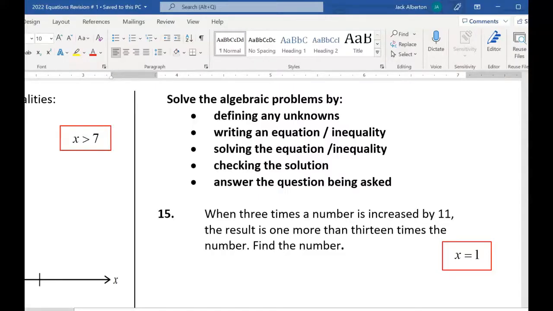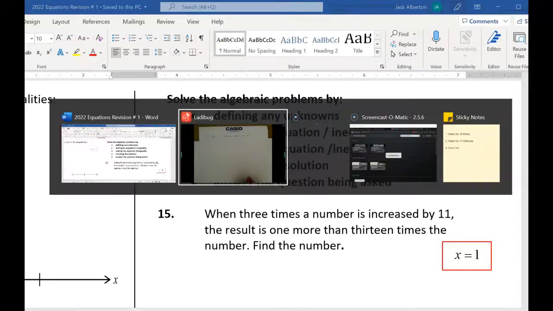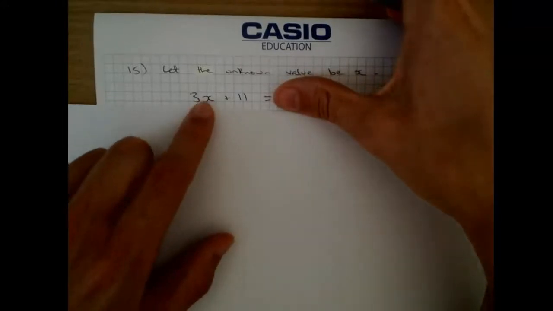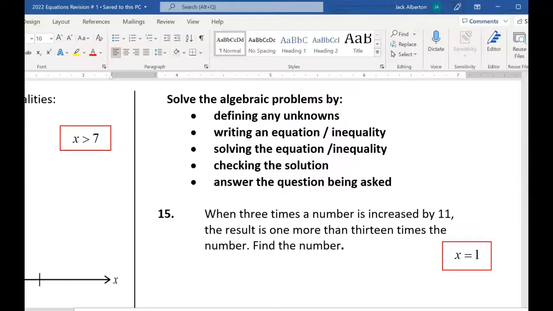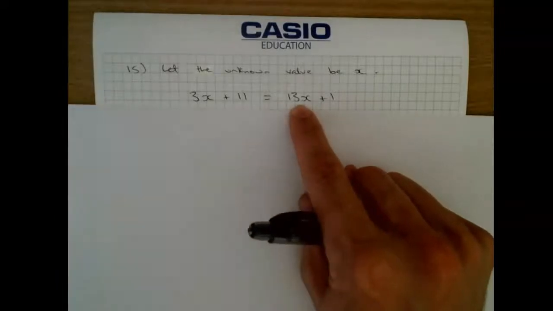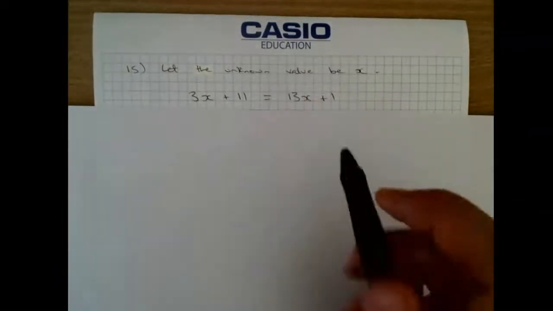Now I need to convert what's written in words into an algebraic equation. So when 3 times a number is increased by 11, so remember my number was x, so if it's 3 times that number and I'm increasing it by 11, I could write that as 3x plus 11. So 3 times the number plus 11. And I know that the result, so what it's equal to, is going to be 1 more than 13 times the number. So 1 more than 13 times the number. So I've set up my equation.